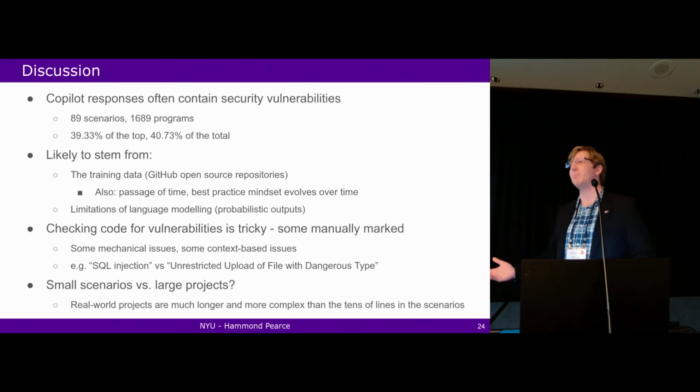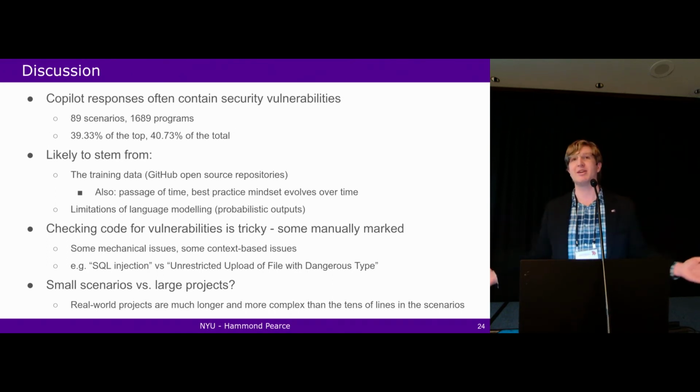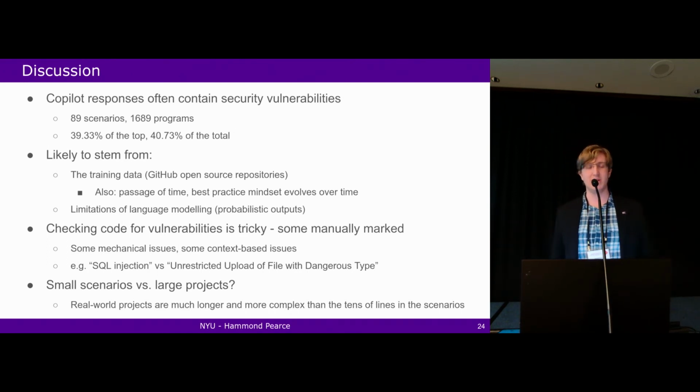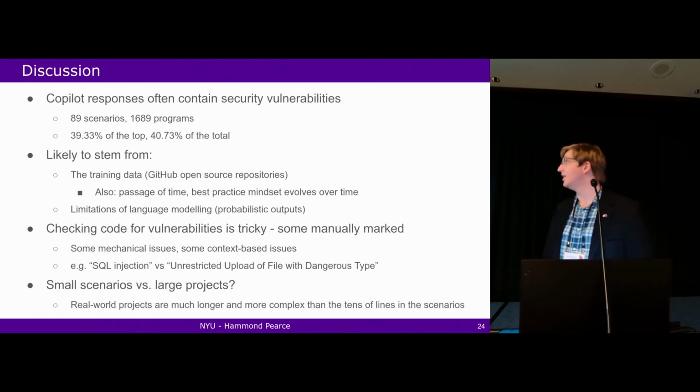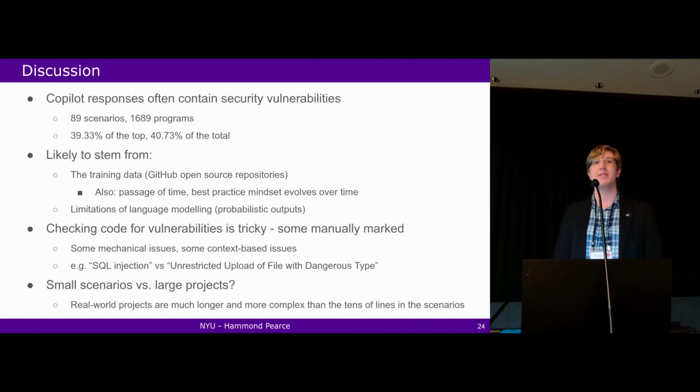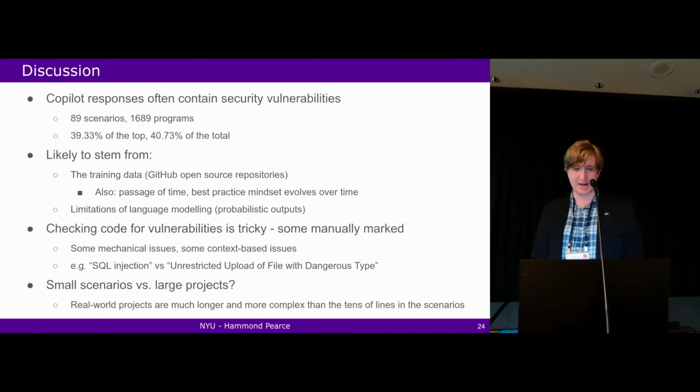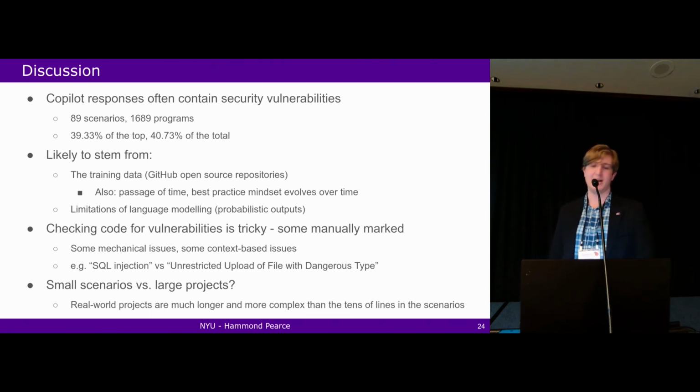If you're asking Copilot to sort a list, it's probably going to write code that sorts a list, right? That's the human eval side of things. But if you ask it to generate code that deals with SQL or generates code with hashing, that's where you start seeing these kinds of mistakes appearing. We think that this stems from the training data, and as I mentioned earlier, the passage of time over that training data, where you've got code that was good 20 years ago and it's just not good anymore. And also limitations of language modeling itself.